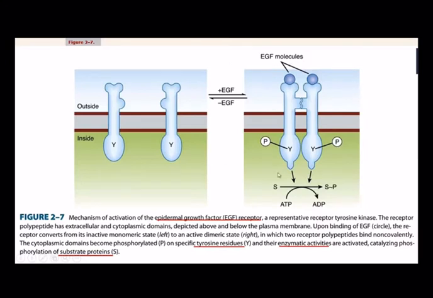EGF, epidermal growth factor, and the EGF receptor. The receptor is a receptor that binds to tyrosine kinase. When EGF binds to the receptor, the cytoplasmic domain becomes phosphorylated, P, on specific tyrosine residues, Y, and their enzymatic activity is activated, catalyzing phosphorylation of substrate protein, S.